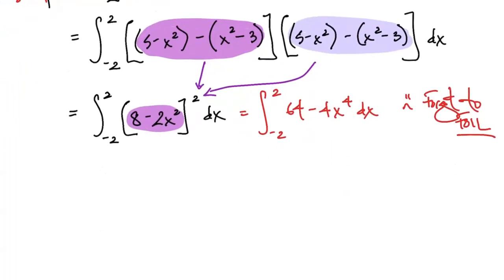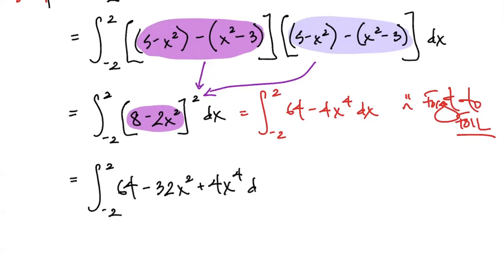We do, however, want to multiply everything out. So we'll get 8 times 8, which is 64. That part is fine. But we have negative 16 minus 16 is negative 32x squared plus 4x to the fourth dx. We actually do know chain rule for integrals. I just don't think we can use it here. What is the chain rule for integrals?